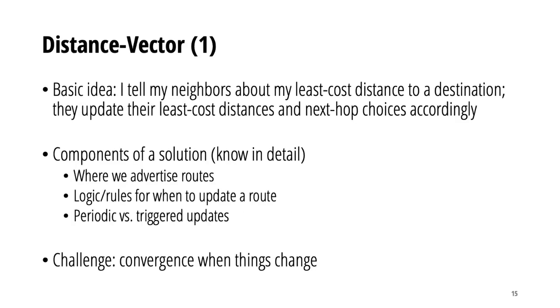Distance vector is a distributed asynchronous protocol where every router is independently running this distance vector computation. The basic idea is that as a router, I'm going to tell all my neighbors about my least cost distance to every destination. And then likewise, I listen to what my neighbors tell me, and for every destination, I pick the least cost path, and then I remember the next hop, or the neighbor, on my way to that destination along that least cost path. You should know the components of this solution in detail, where we advertise routes, the logic or the rules for when you update your routes.